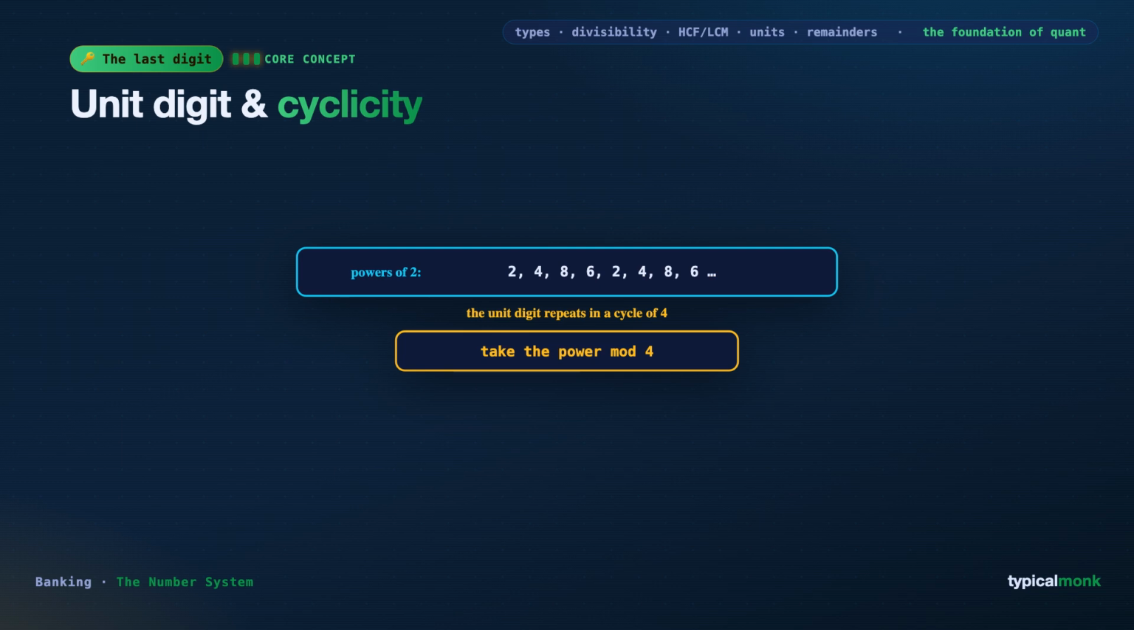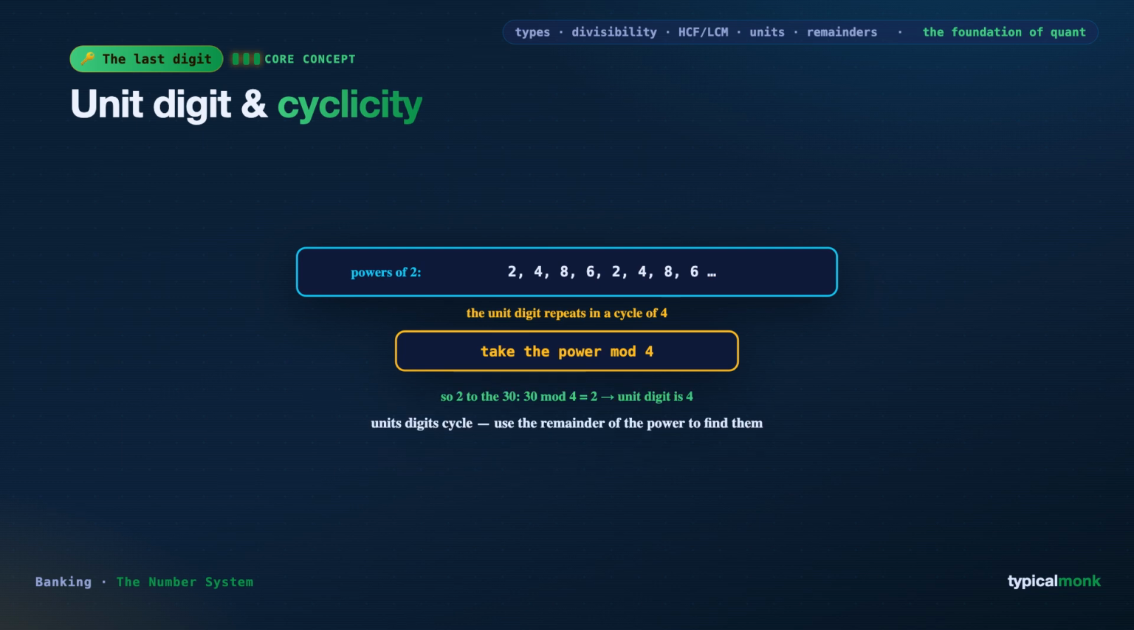Because the cycle here has length 4, the last digit depends only on where the exponent falls within that cycle of 4. And you find that by taking the power modulo 4. That is, the remainder when you divide the exponent by 4. Most digits cycle in a length of 4, some in 1 or 2, but the method is always the same. Identify the cycle, then reduce the giant exponent down to its position in that cycle. You never compute the huge power itself. You only need to know where in the loop it lands.